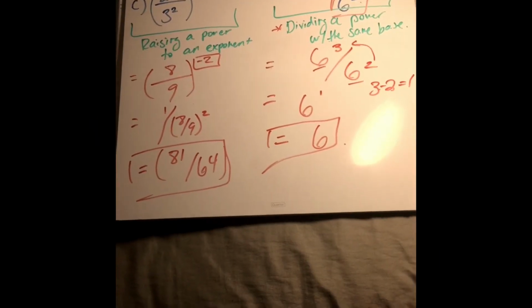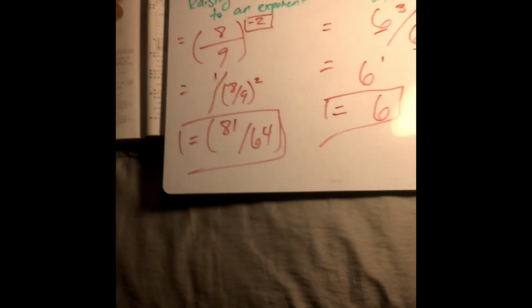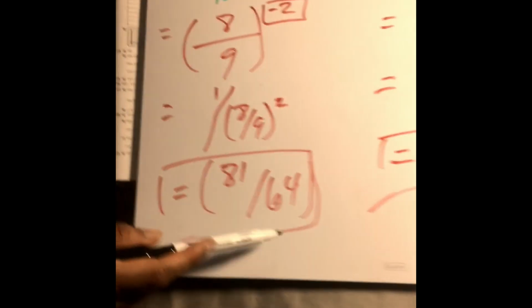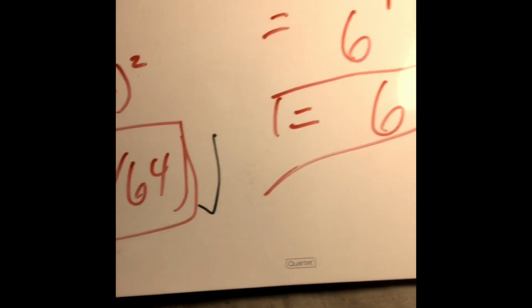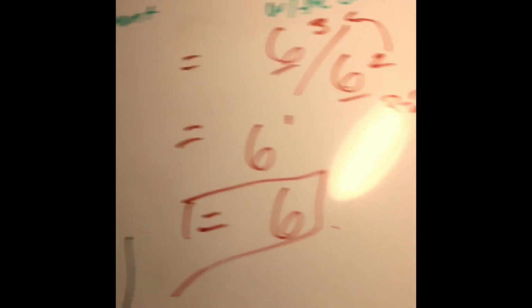Okay, so now we're going to be checking the textbook to see if our solutions are correct. Our solution to part C of question number 25 is 81 over 64, and that is what the textbook says. Check mark for us. Then we're looking at D. Our solution for D is 6, and the textbook says 6. So we got all 4 parts of question number 25 right.